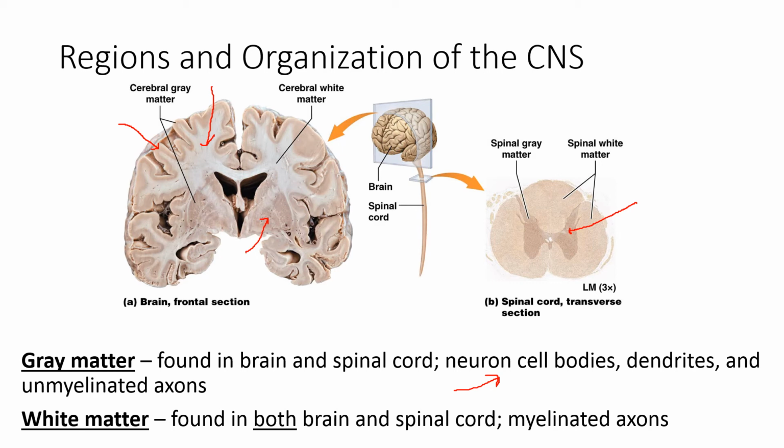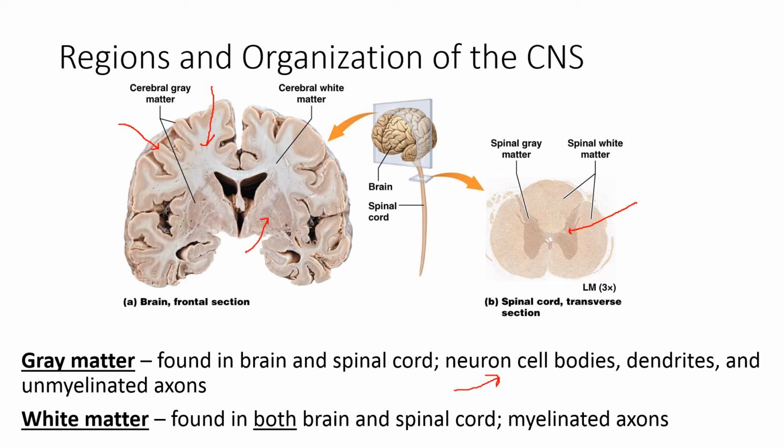And whenever you see white matter, I want you to think signal transmission. That is the main function. So in the brain, we have lots of white matter. It's organized into little bundles called tracts, and all it's doing is relaying information from one part of the brain to another.